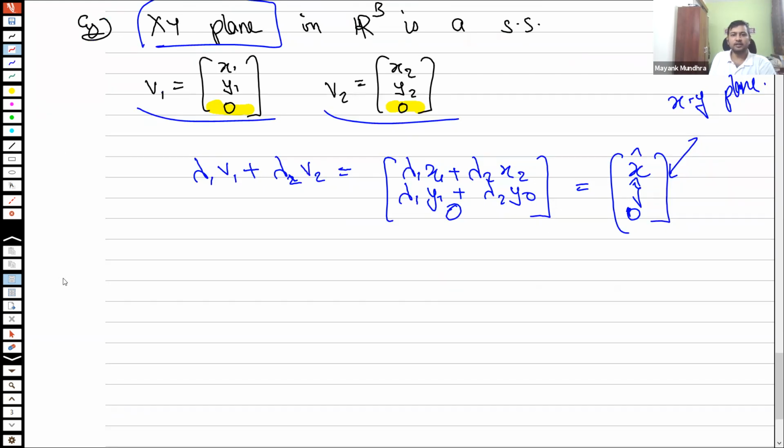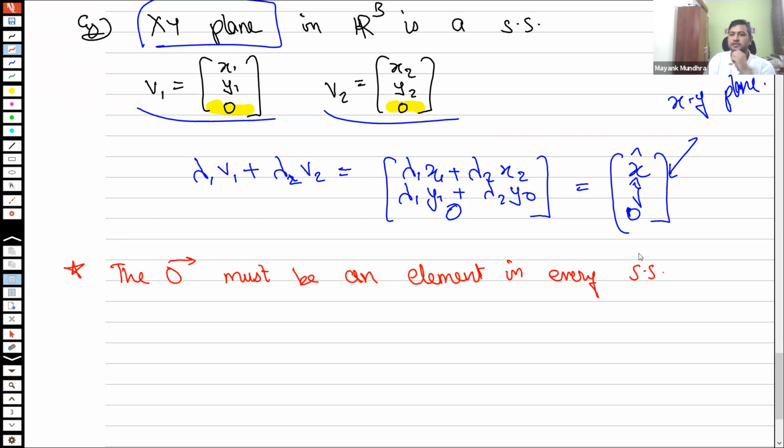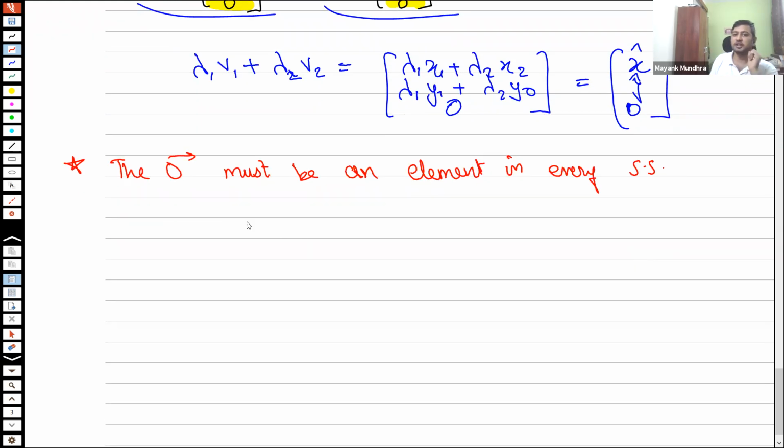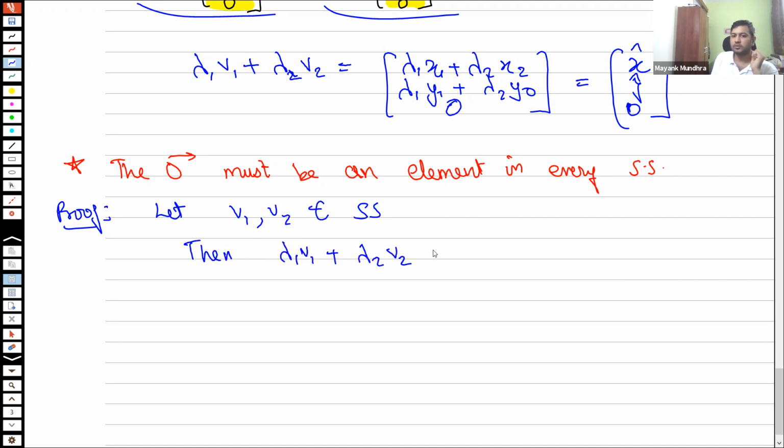Okay, so here's another important thing. The origin must be an element in every subspace. The origin necessarily must be an element in every subspace. The proof is very straightforward. Let v1, v2 belong to some subspace, then lambda 1 v1 plus lambda 2 v2 must also belong to the subspace. That is a property of the subspace.